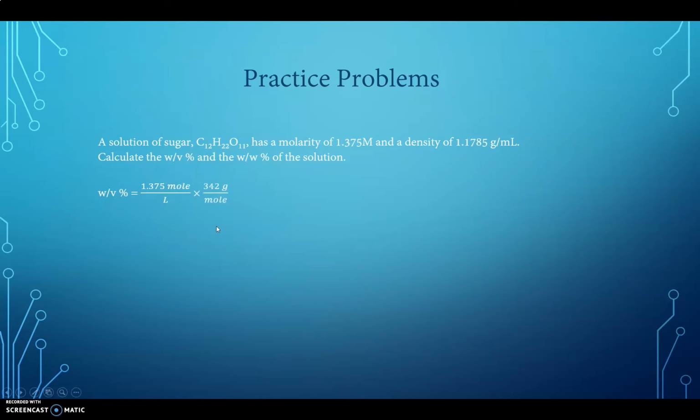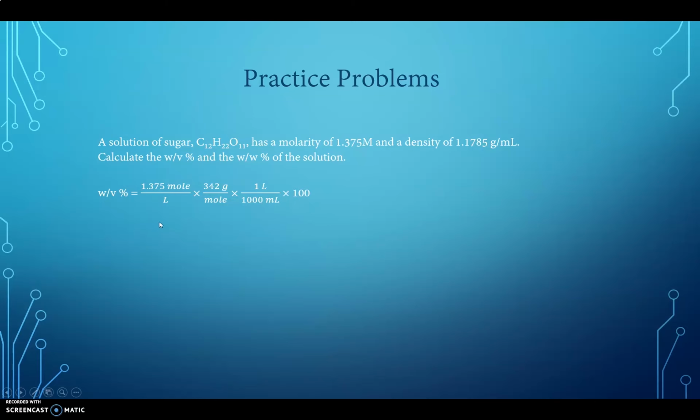So our first step, let's convert moles to grams. If you add up the mass of all 45 atoms in that formula for sugar, it comes out to be 342 grams per mole. So we've got our moles to grams. Now our next step is we need to change the liters into milliliters. So we're going to put liters on the top so they cancel out, and milliliters on the bottom. And that will leave us with grams on the top and milliliters on the bottom. And all we'll have to do then to get our percentage is multiply by 100.